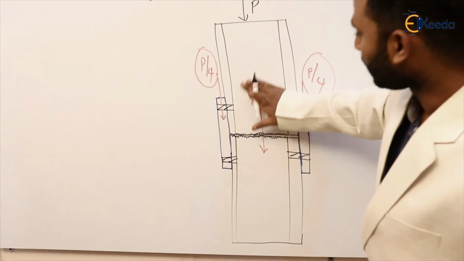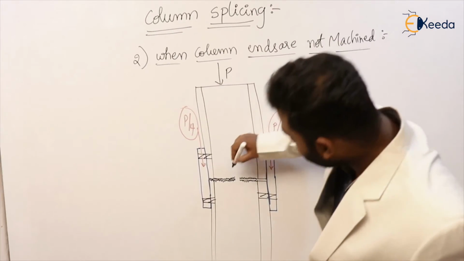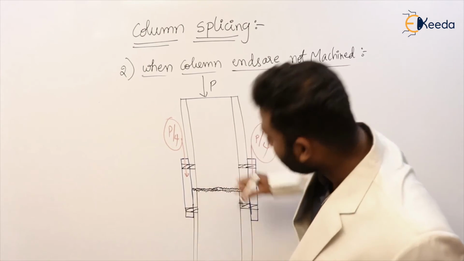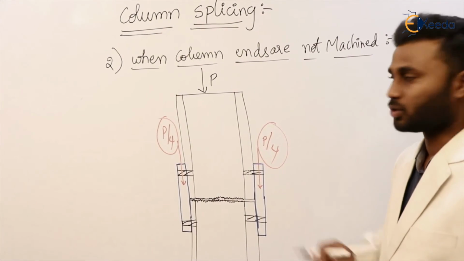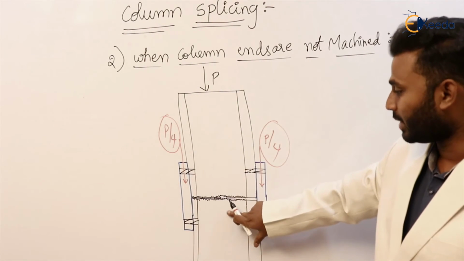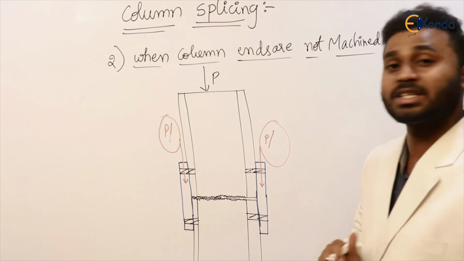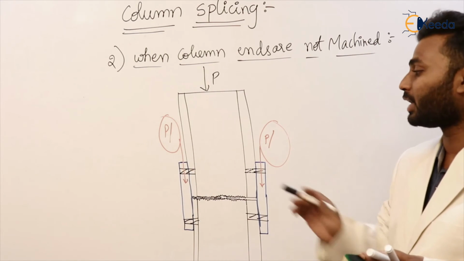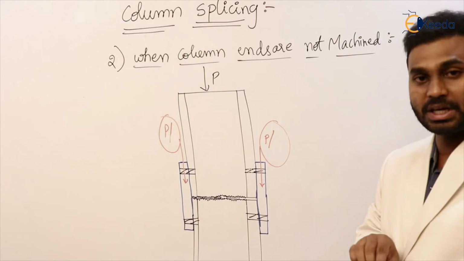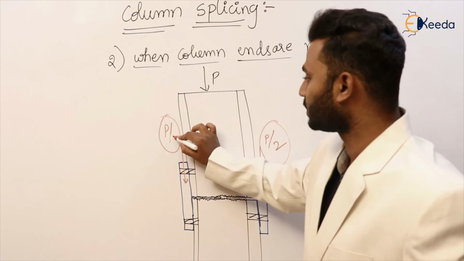Okay, they are rough. So in this case, column load is not transferred just by bearing action. Because of this, the load from the top column P will not transfer by the bearing action. Now in this case, the total load has to be transferred by the connections itself. Obviously here we have provided connections on both sides. So now each connection has to transfer half of the total load, that is P by 2 and P by 2. That's it. Simple thing.